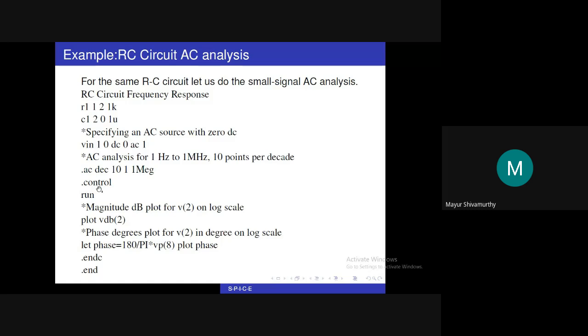So then .control. In the .control, you should plot the magnitude in dB. So plot vdb(2), that is the voltage at node 2 in dB. And the phase plot. Normally this phase plot will be in radians, so we'll convert radians to degrees and then plot the phase. Okay, so this is for the calculation purpose. So this is how we plot the magnitude and the phase plot.